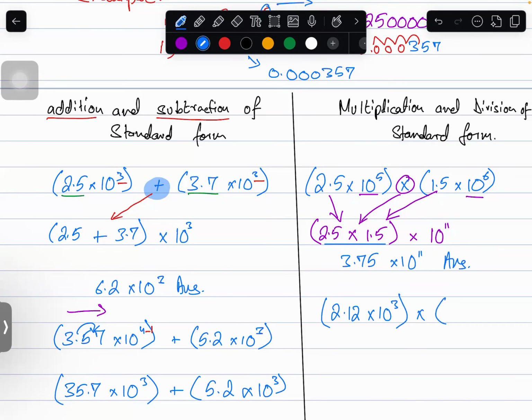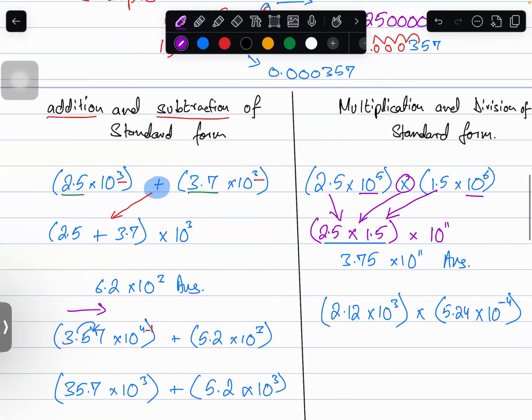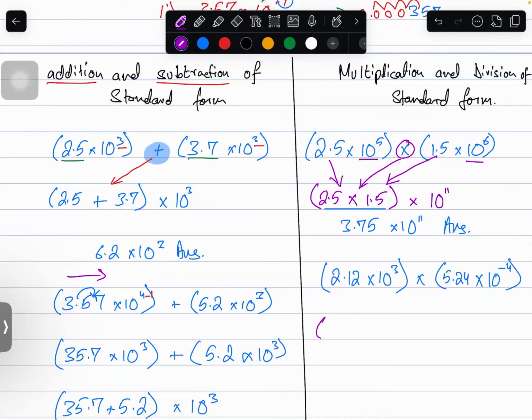The second standard form is 5.24 multiplied by 10 power, let's say, negative 4. This is important because the second power is written in negative and the first power is written in positive. So the basic steps are going to be the same. We are going to write these two numbers, 2.12 and 5.24, in a separate bracket with the main function of multiplication that is there in the question.